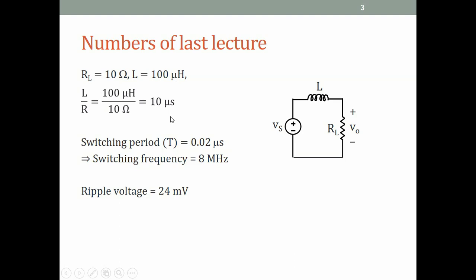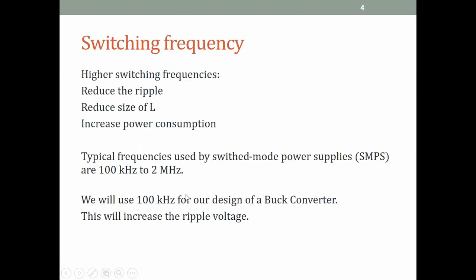Alright, the last lecture's numbers were RL was 10 ohms, inductor was 100 microhenries, so the time constant was 10 microseconds. The switching period we had finally arrived at for a very small ripple was 0.02 microseconds, which corresponded to an 8 megahertz switching frequency. For these numbers, the ripple voltage was 24 millivolts.